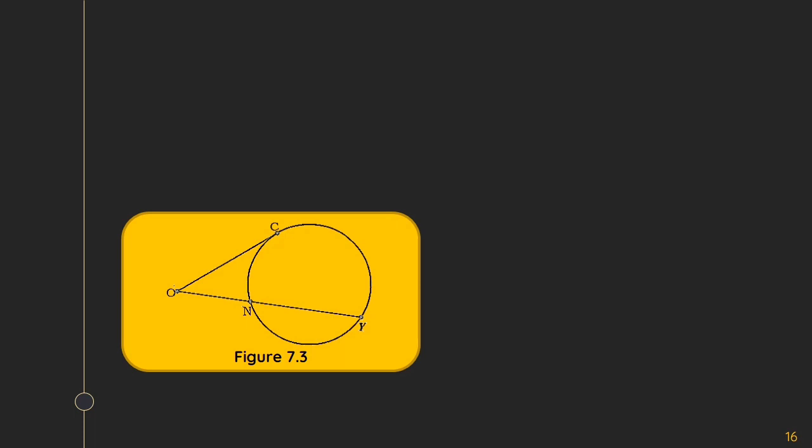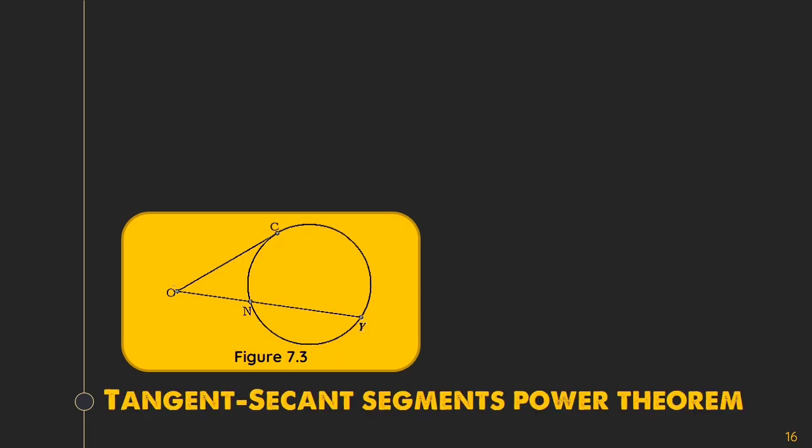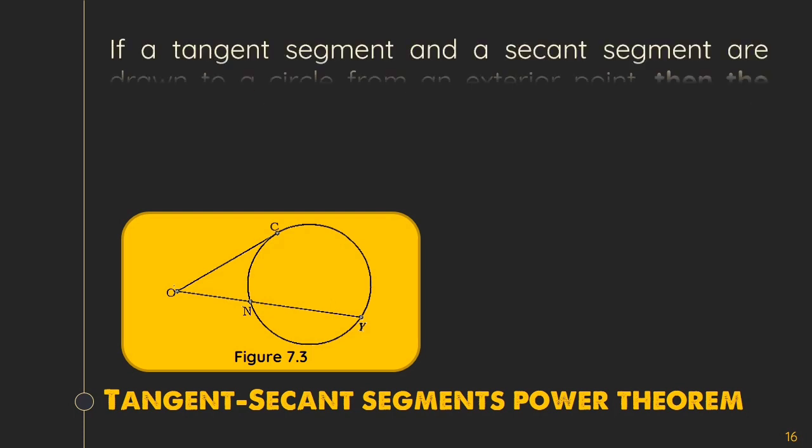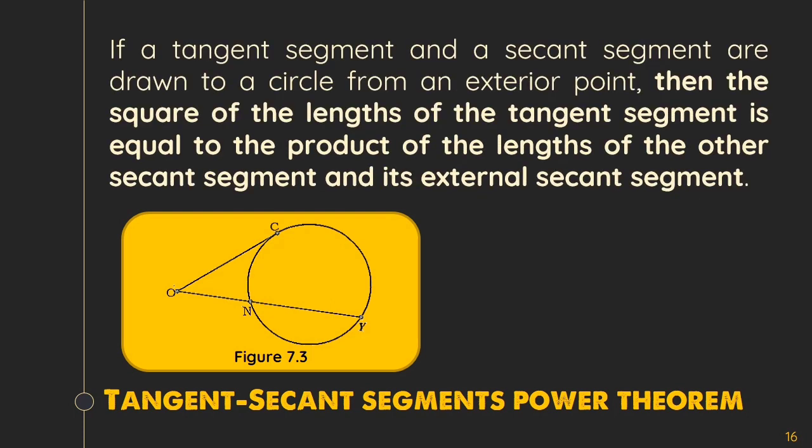For the third theorem, we have the tangent secant segments power theorem. It states that if a tangent segment and a secant segment are drawn to a circle from an exterior point, then the square of the length of the tangent segment is equal to the product of the lengths of the other secant segment and its external secant segment.